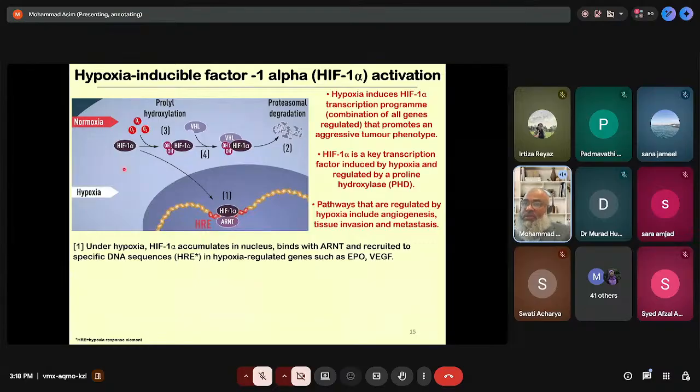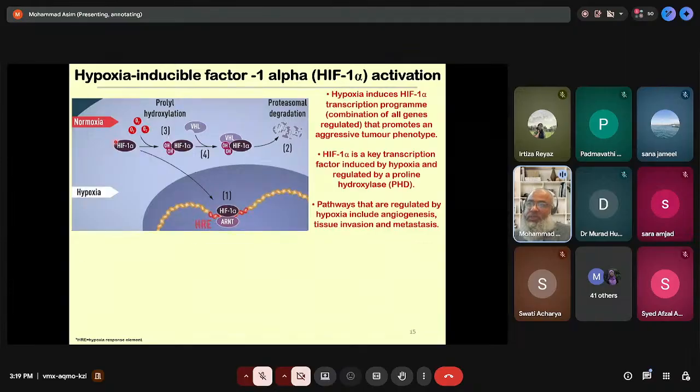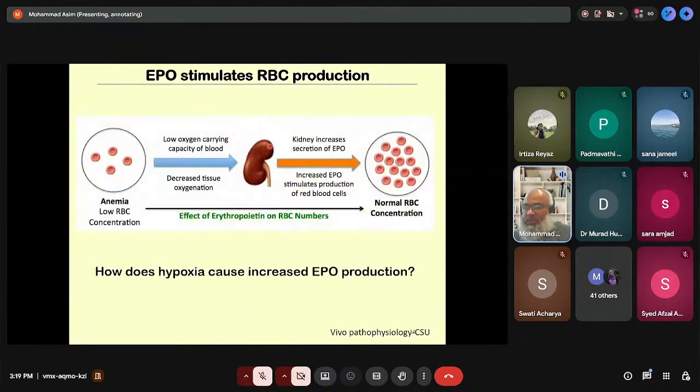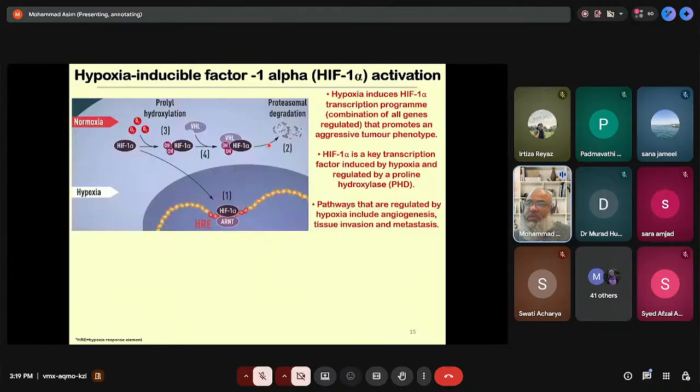What happens under normal conditions? HIF1 alpha simply stands for, like AR stands for androgen receptor, HIF1 alpha stands for hypoxia-inducible factor. This is a protein made by cells when they experience hypoxia. And this is a protein which is also activated in kidney cells when they experience hypoxia.